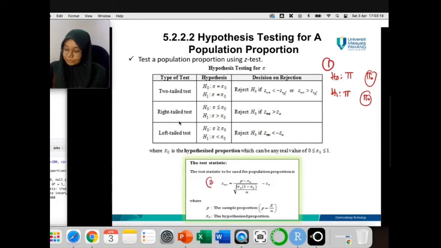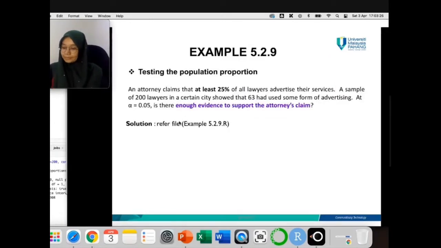Step number 2, the only test adalah Z test. Dia tak ada T test. So for proportion, dia adalah Z test. Okay, look at the example. An attorney claims that, selalunya perkataan ni, testing ni, dia ada perkataan claim.